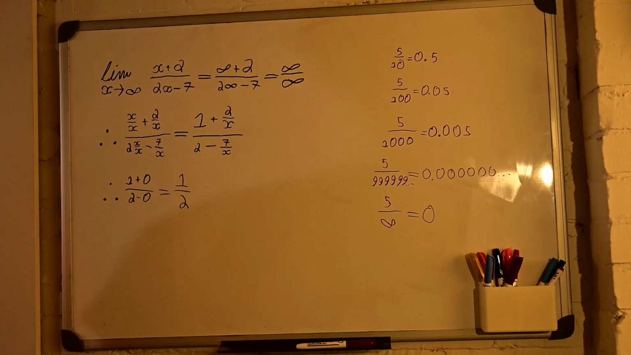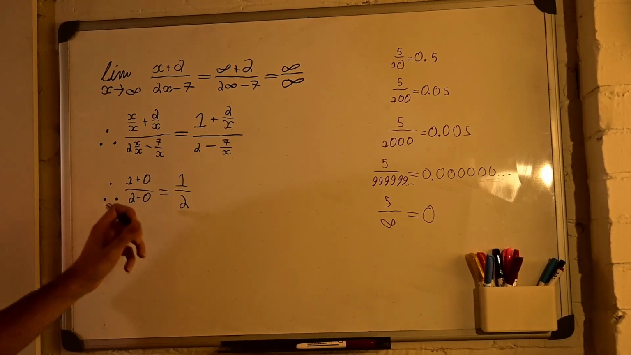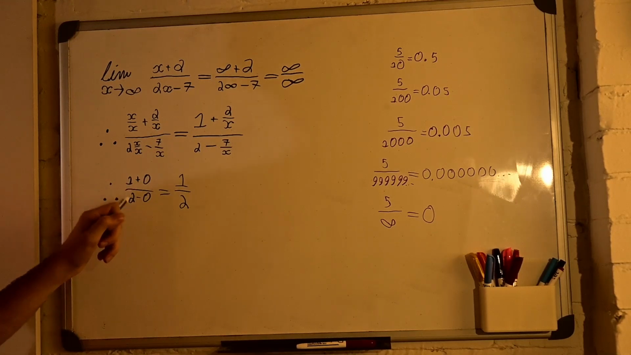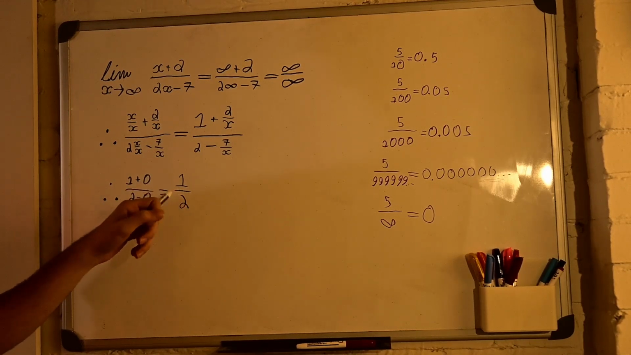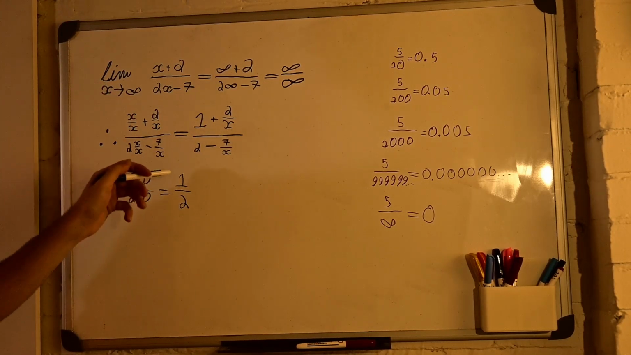You just turn these into 0, and then once you do that, now you can analyze. So now we have just 1 plus 0 divided by 2 minus 0, and that's of course just 1 divided by 2. And that's the answer. The limit as x approaches infinity here is 1 divided by 2.